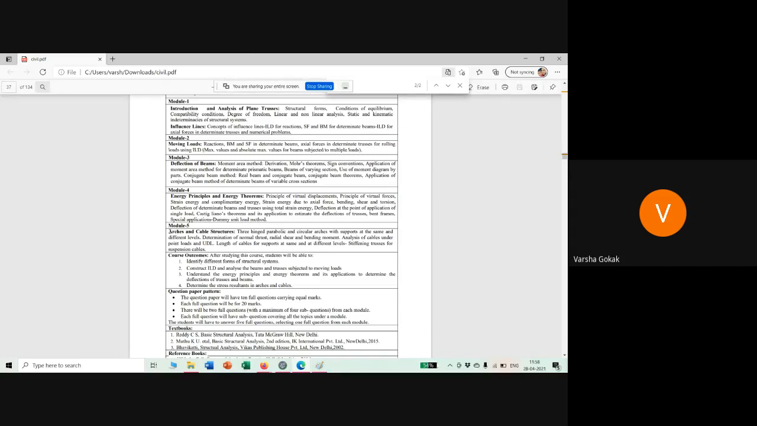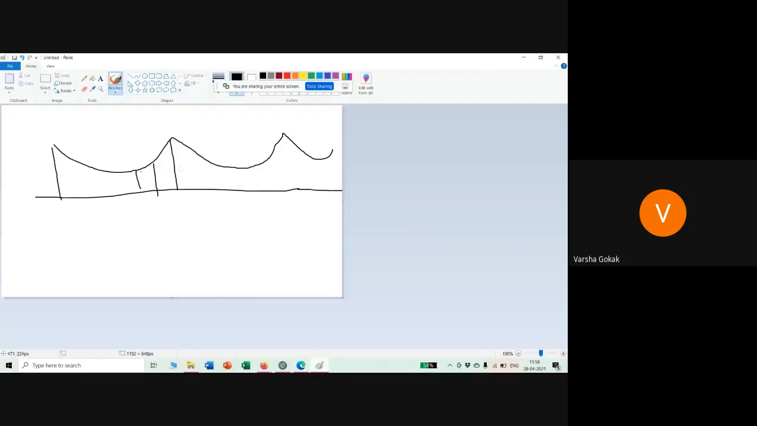I will be beginning with module 5, that is arches and cables, to start with for the subject. Obviously not today. Today I'll be just doing the introduction part, but tomorrow onwards we will start solving whatever is required. So now when you see the syllabus for module 5: 3 hinged parabolic and circular arches with supports at same and different levels. So when I say supports, can anyone tell me how many types of supports have you come across?